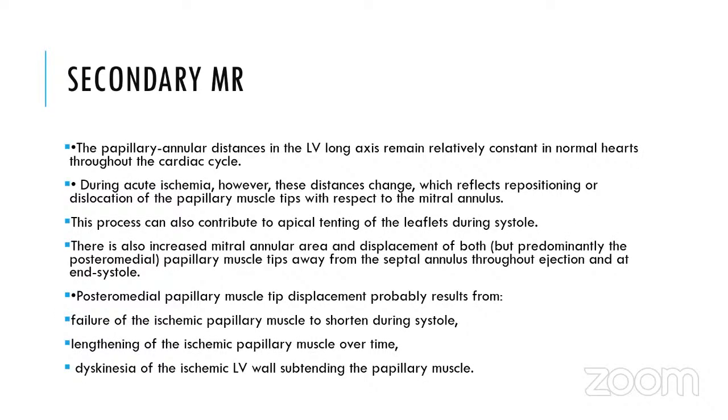And the papillary annular distance in the LV long axis remains relatively constant in normal hearts throughout the cardiac cycle. In acute ischemic mitral regurgitation, the distance changes, which reflects repositioning or dislocation of the papillary muscle with respect to the mitral annulus, which may lead to malcoaptation and development of mitral regurg. The process can contribute to apical tenting of the leaflet during systole.